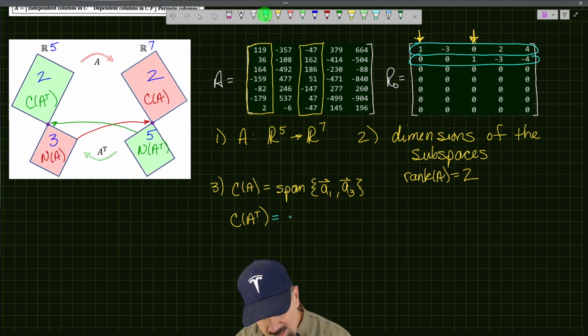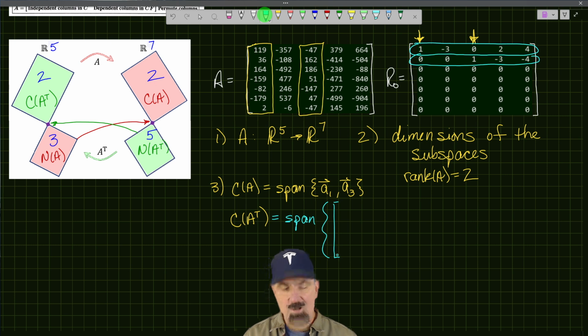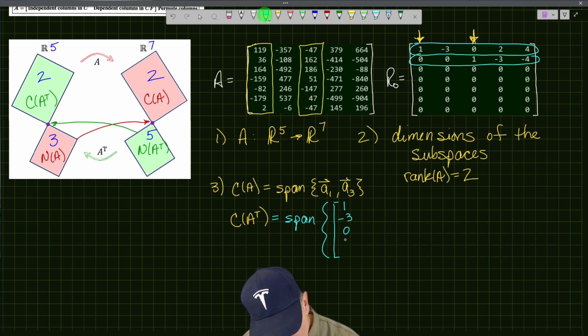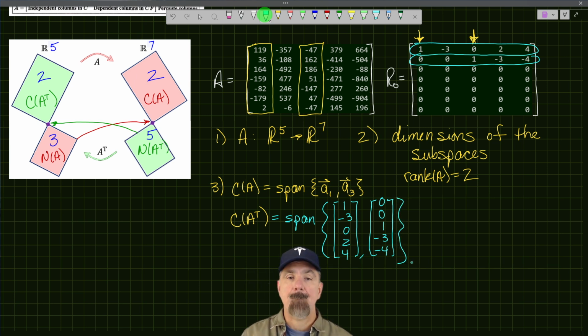So this is really equal to the span of, and now I will write these out, these are vectors in R5, right? These are row space vectors, and they are 1, -3, 0, 2, 4, and the other vector is 0, 0, 1, -3, -4. Those vectors are a basis for the row space. That information comes straight from the RREF.